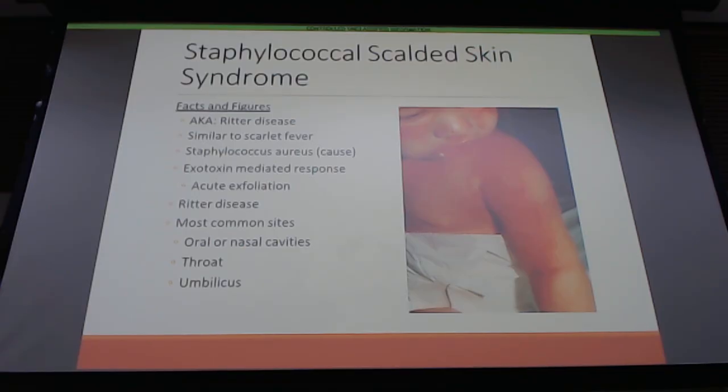I say it's very similar to scarlet fever because you're really going to turn red in certain areas, not your whole body. The toxin itself is what's going to cause that. And the most common sites are oral, nasal, throat, and umbilicus. Umbilicus because it happens to babies.